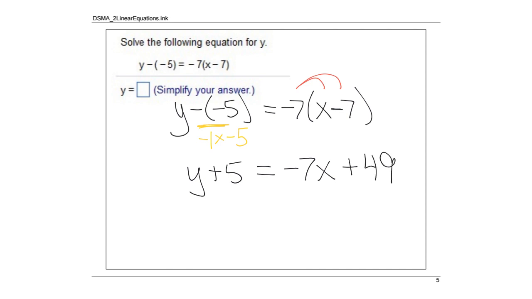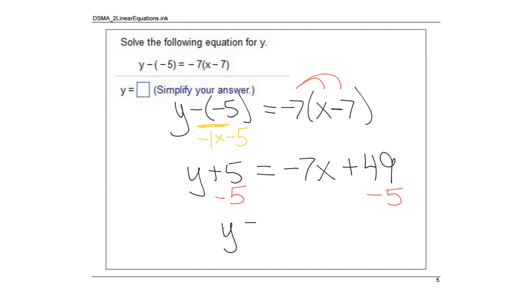Watch those signs. They get us every time. They get all of us, so don't worry, but be careful. Okay, so -7 times x gives me -7x, and then -7 times -7 gives me a positive 49. I'm almost there, but I want y by itself. So since I have a plus 5 on the left, I'm going to subtract 5 to get rid of everything on that side, but that means I have to also subtract 5 on the right.